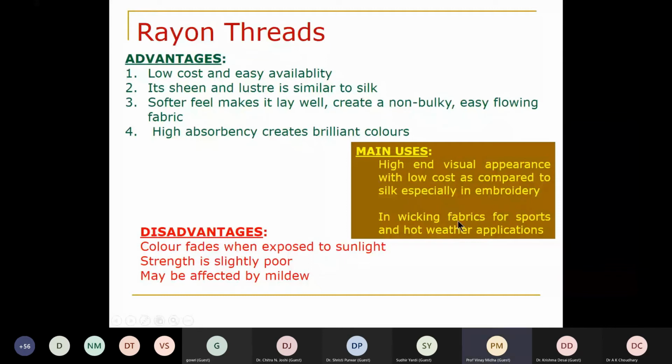Availability, and the luster is almost equal to the silk fibers, softer to feel, and it lays well, creating a non-bulky and easy flowing fabric. High absorbency is there in the nature of the fiber, which creates brilliant colors and easy dyeing of the sewing threads. The disadvantage is that the color fades when exposed to sunlight, and the strength is slightly poor, and they may also be affected by binding.